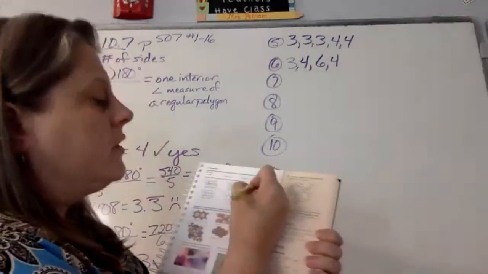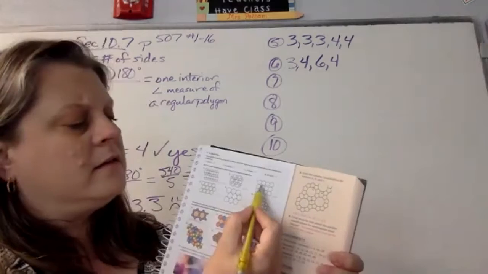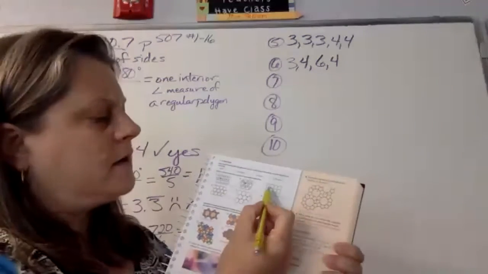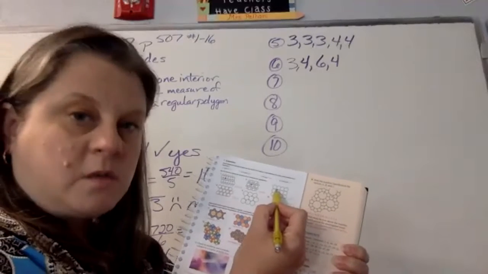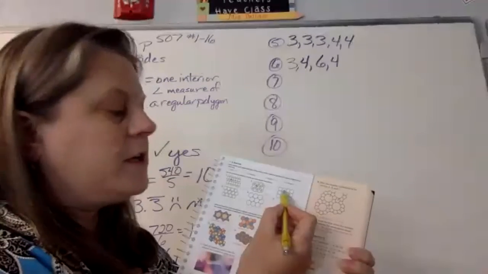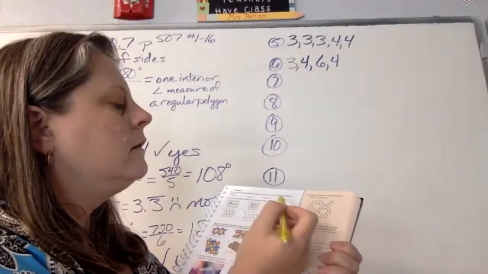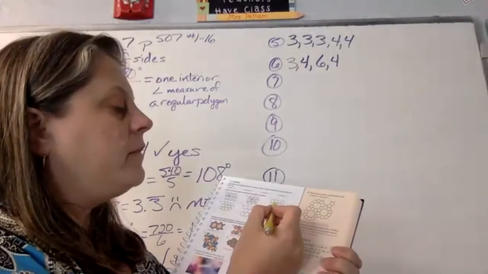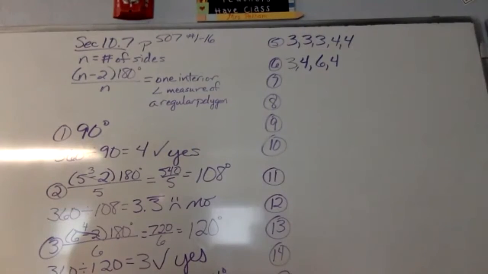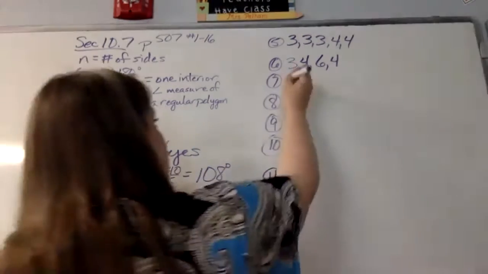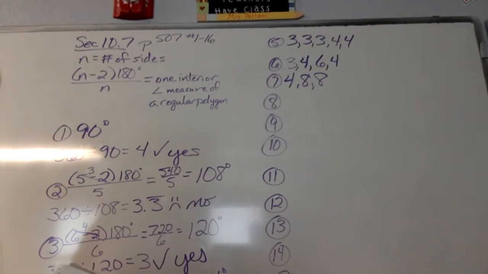Number 7, I'm going to pick this vertex right here at the top. So right next to that vertex on the left-hand side is a square. Up above it is what shape? How many sides does that have? 8. And then right below that is another octagon, which is 8. And that's all that meet at that one vertex. So you have 4, 8, 8.